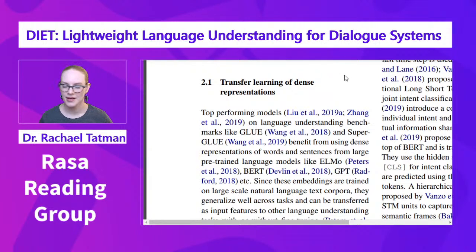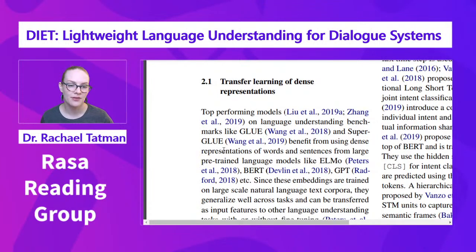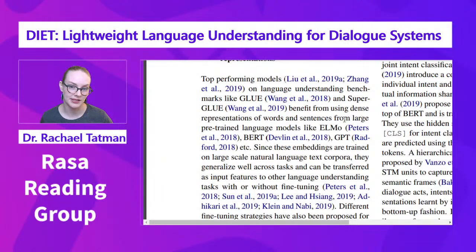All right. Top performing models, Liu et al. 2019, Zhang et al. 2019. I think that's the GPT-2 paper. Don't quote me on that. These are our transformer language models. On language understanding benchmarks like GLUE and SuperGLUE, bigger than regular GLUE, they benefit from using dense representations of words and sentences from large pre-trained models like ELMo, BERT, GPT.